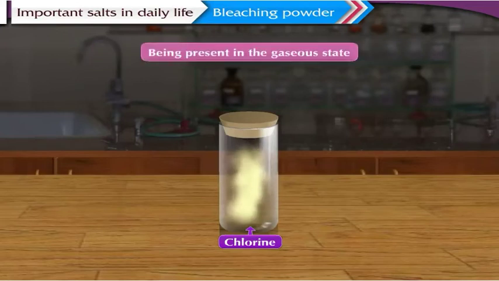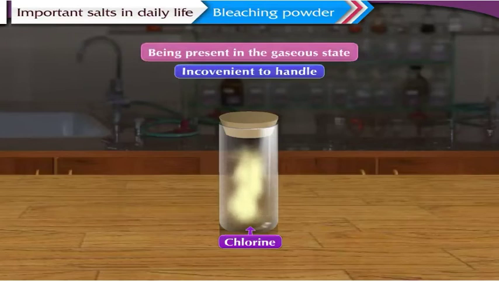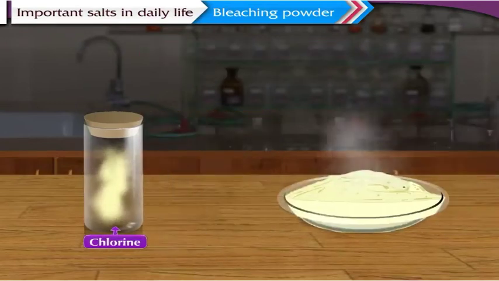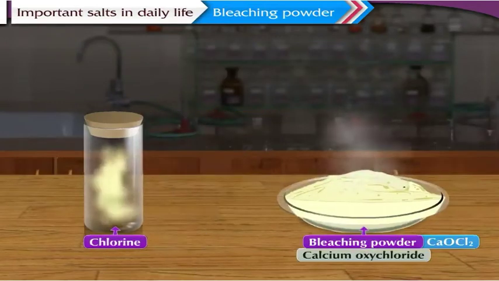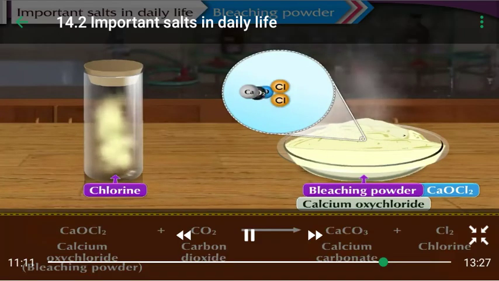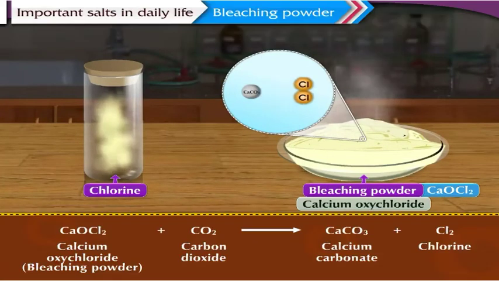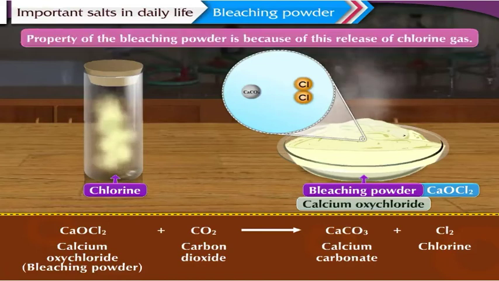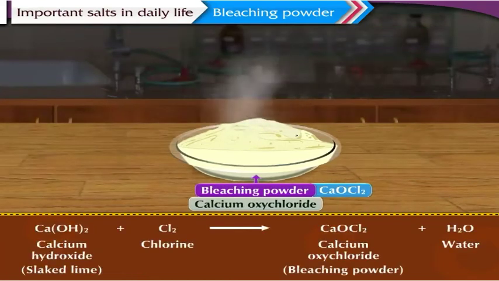Chlorine, being present in the gaseous state, is inconvenient to handle. Instead, the solid bleaching powder, which has the same effect, is more convenient to use. Bleaching powder undergoes slow decomposition due to the carbon dioxide in air and chlorine gas is released. The property of the bleaching powder is because of this release of chlorine gas. Bleaching powder is obtained by the reaction of chlorine gas with slaked lime.